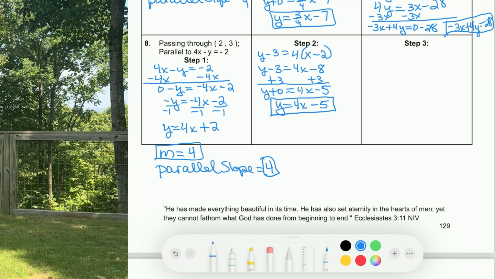I'm going to take that and now turn it into standard form. This one's going to be easier because we don't have any fractions to deal with. All we've got to do on this one is move our x. So we're going to subtract 4x.